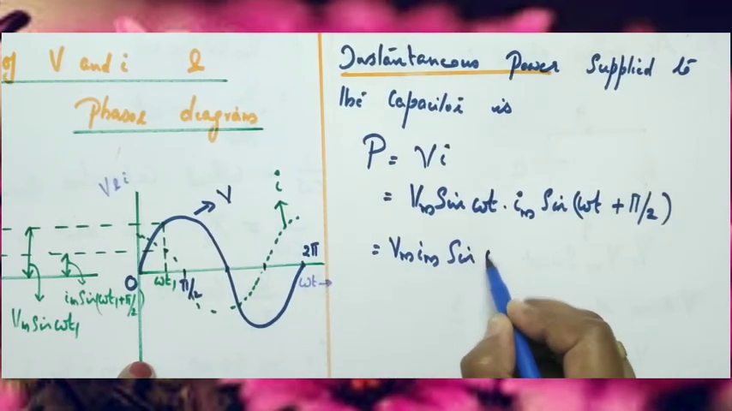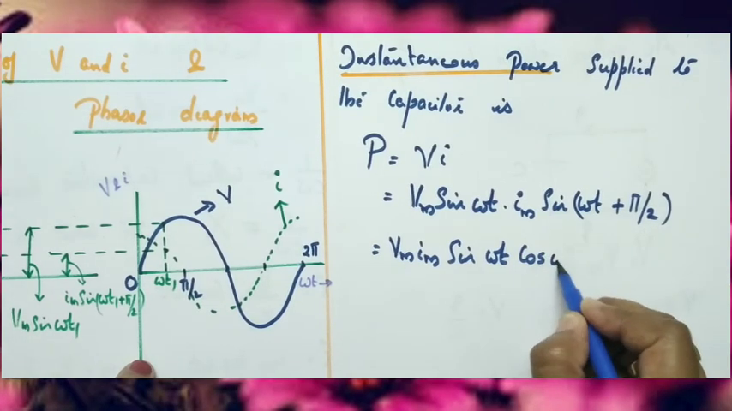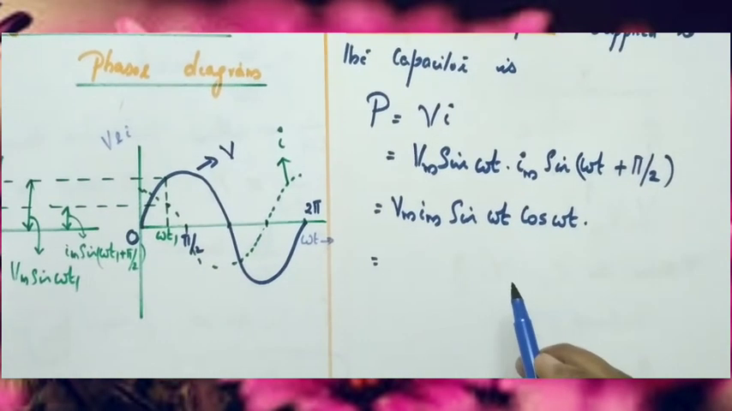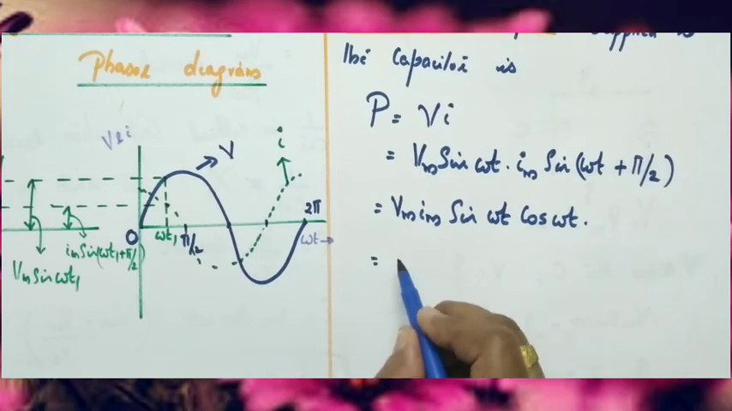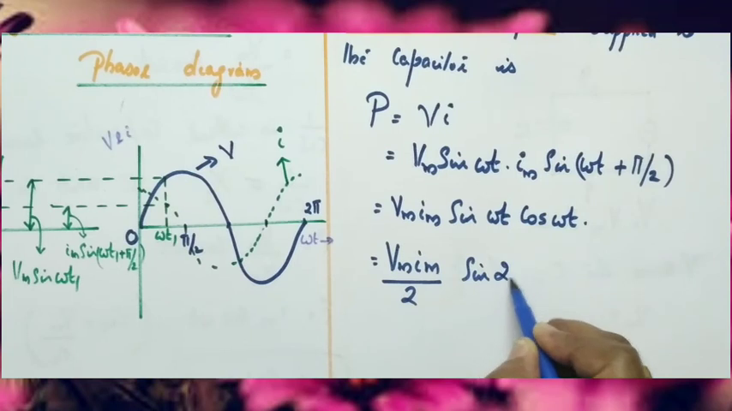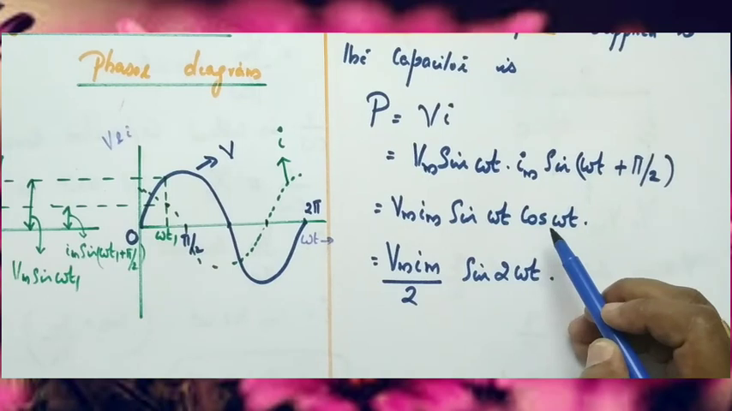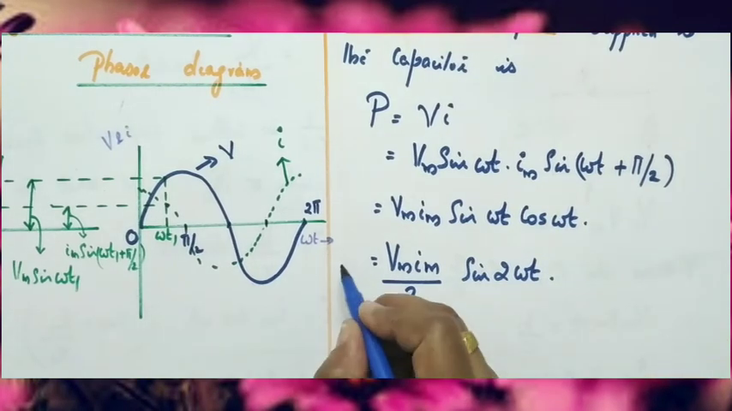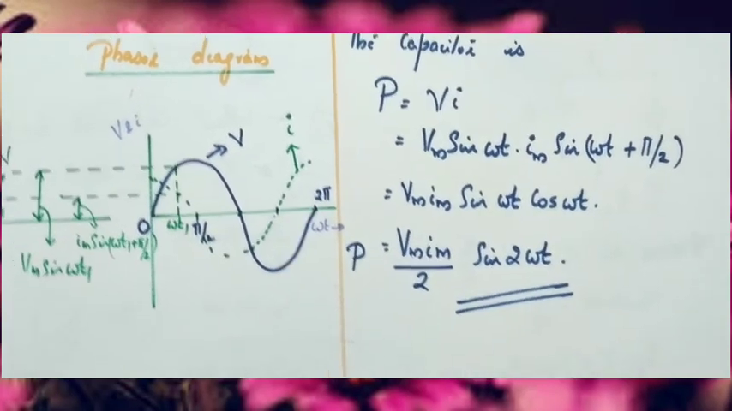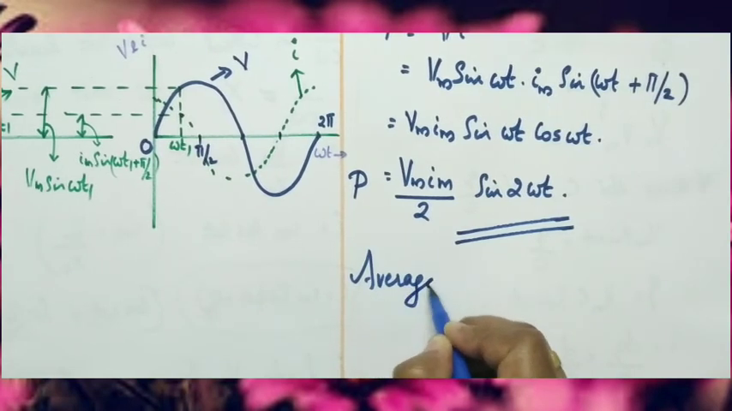Vm Im can be taken together: sin omega t into sin omega t plus pi by 2, which is cos omega t. Clear? So this can be written as sin omega t cos omega t, which is sin 2 omega t by 2. So here it can be written as Vm Im by 2 sin 2 omega t. You know what sin 2 omega t is: 2 sin omega t cos omega t. Using that trigonometric identity, we can write our instantaneous power as Vm Im by 2 sin 2 omega t. Clear children?